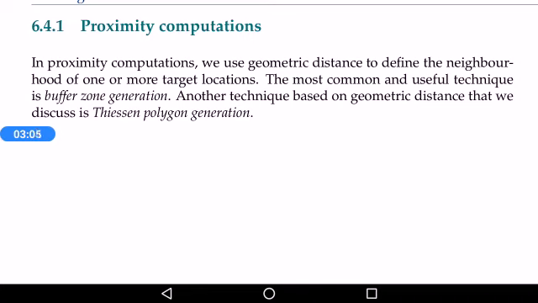Proximity computations. In proximity computations, we are going to use some geometric distance function to define the neighborhood of one or more target locations. So we are going to take one or more target locations and try to find out what is the neighborhood of that particular location. So there are different techniques of finding out the neighborhood. The most common and useful technique is buffer zone. We are going to look at another technique also. So let's first look at the buffer zone generation.